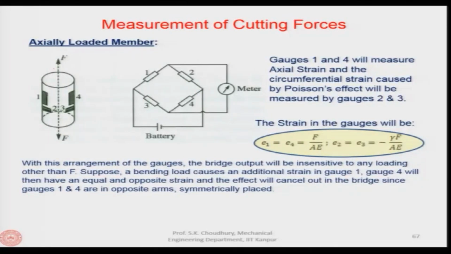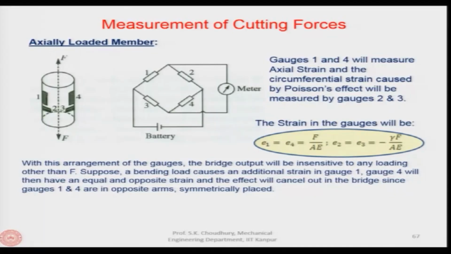The easiest way of defining this is the axially loaded member. Suppose this is an axially loaded member, meaning that here this workpiece is given a force F, and this is axially located. So, how to measure this force? Now, gauges 1 and 4, these are the gauges. Normally, the gauges are used as strain gauges, and these days in the dynamometers, as you know, the dynamometer measures the cutting force. In dynamometers, we also use piezoelectric components or elements. I will discuss a little later what those components and the strain gauges are.